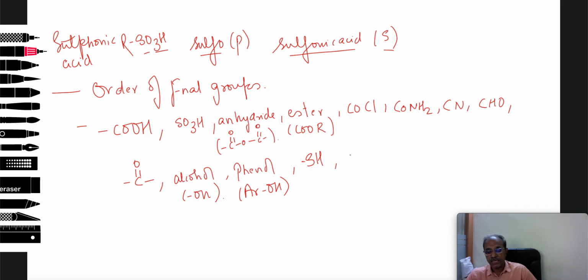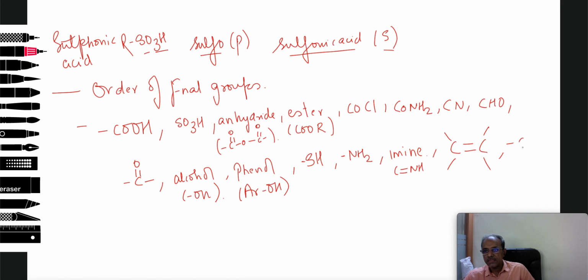Then comes NH2. Fine. Then comes imine. Imine means C double bond NH. Fine. Now then comes C double bond C. This is also one of the functional groups. That means alkenes. Alkenes are also functional groups because these double bonds are nothing else but rich in electrons. Electron rich moieties they are. Electron rich group of atoms, you can say. Electron rich.